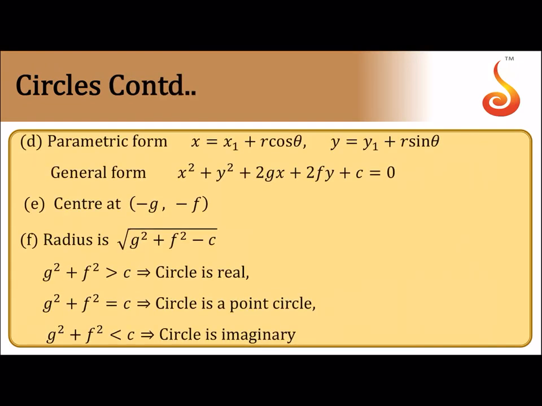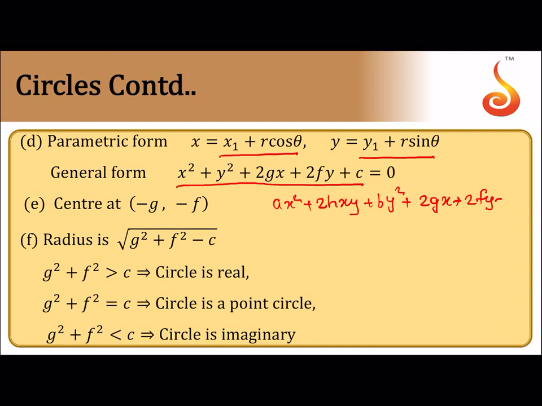Next one. Parametric form: x equal to x1 plus r cos theta, y equal to y1 plus r sin theta. General form: x square plus y square plus 2gx plus 2fy plus c equal to 0. General equation of second degree: ax square plus 2hxy plus by square plus 2gx plus 2fy plus c equal to 0. This becomes a circle when a equal to b and h is equal to 0.